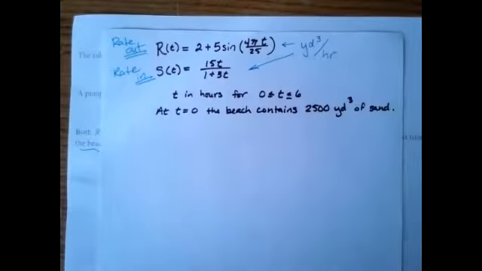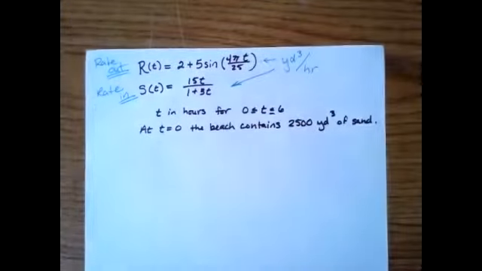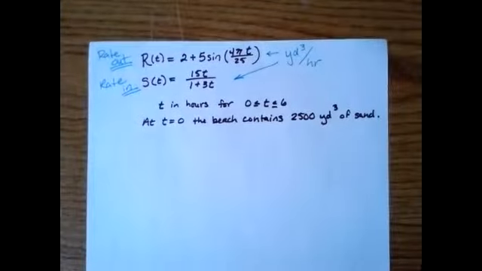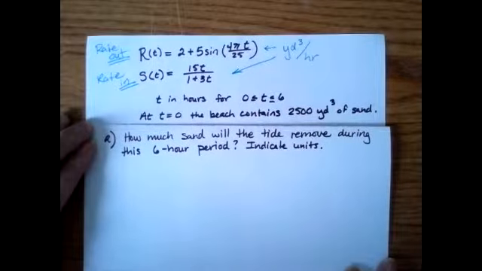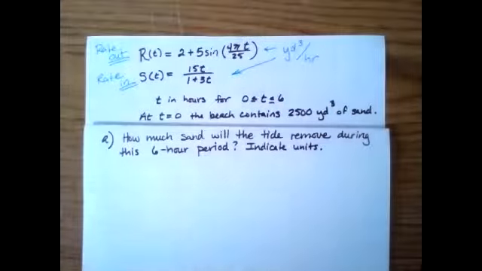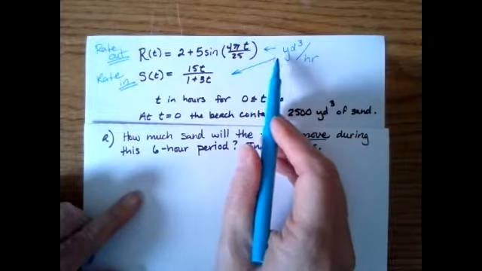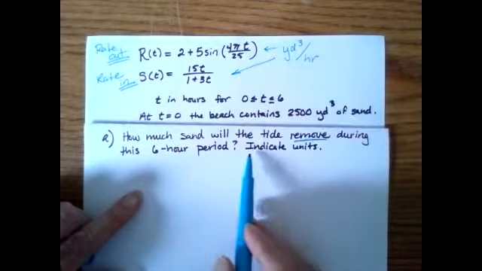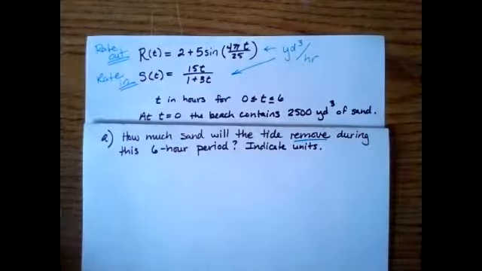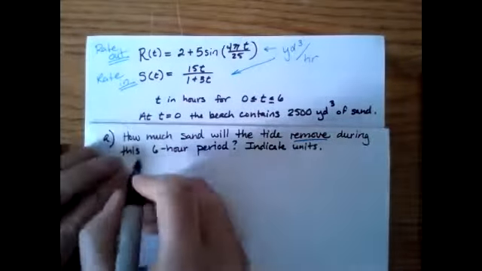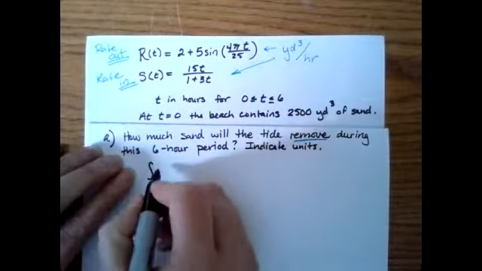So let's go for the questions. I've kind of rewritten the information here so that we can see it a little bit better. And let's look at part A. They ask us how much sand will the tide remove during this 6-hour period, and we're going to indicate units. So we're looking for how much is being taken out by the tide. We know the rate, but we want the total amount being pulled off, and that means we're going to integrate our rate. So this is going to be solved by setting up a definite integral, and the 6-hour period of time is the indicated 0 to 6 hours.